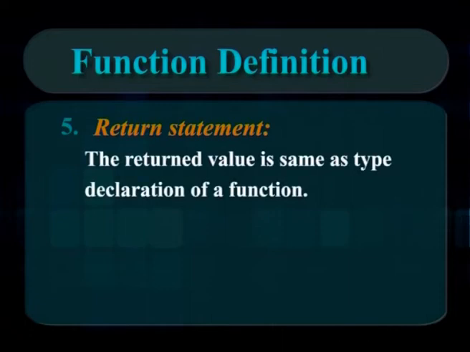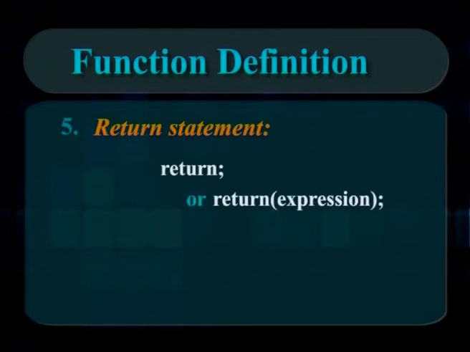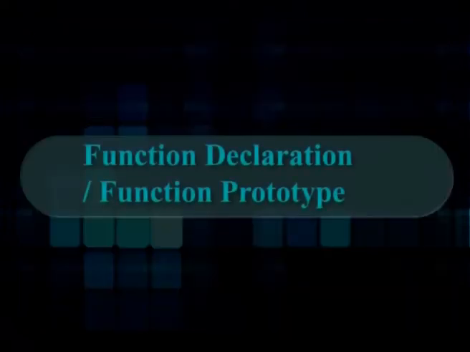When return statement is executed, it immediately transfers the control to calling program. Any number of return statements can be present in the function, but each return statement can return only one value. The returned value is same as type declaration of a function. The return statement may or may not contain any expression, just like return; or return (expression); Function declaration or function prototype.